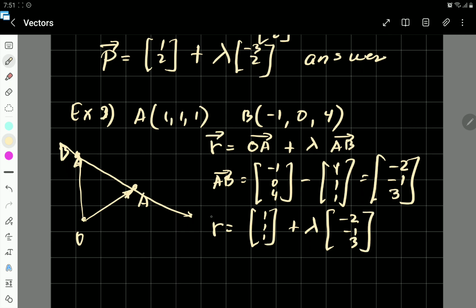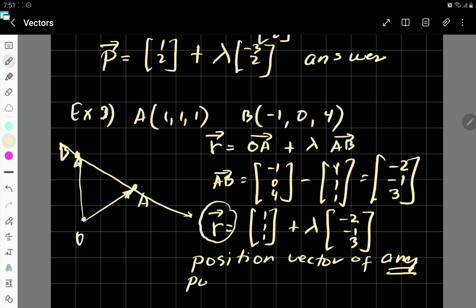Guys, please let me try to clarify this R. This R here is the position vector. I will write it in English so you would be able to follow that. The position vector of any point on the line.